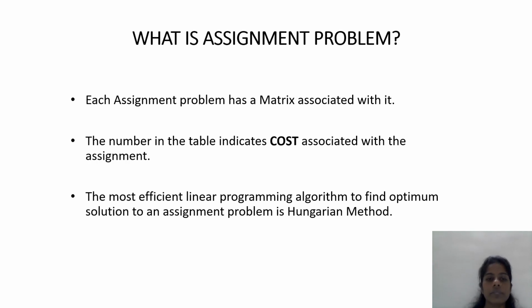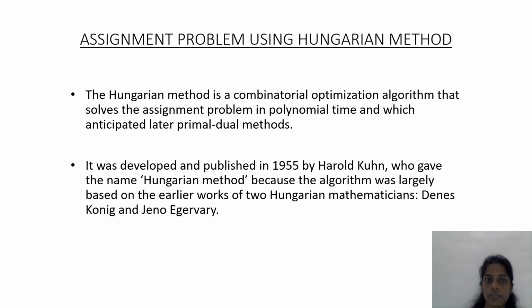Each assignment problem has a matrix associated with it. The number in the table indicates the cost associated with the assignment. The most efficient linear programming algorithm to find the optimum solution to an assignment problem is the Hungarian method. Assignment problem using Hungarian method.